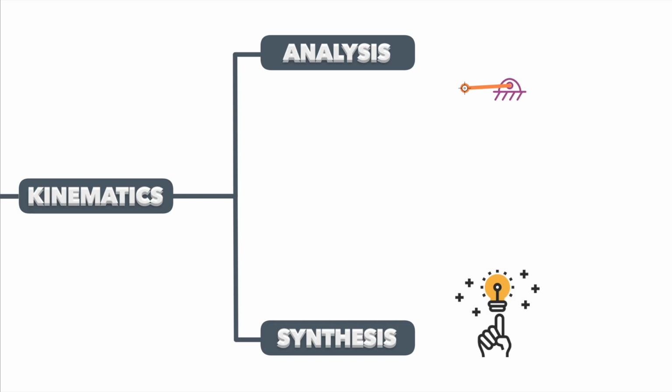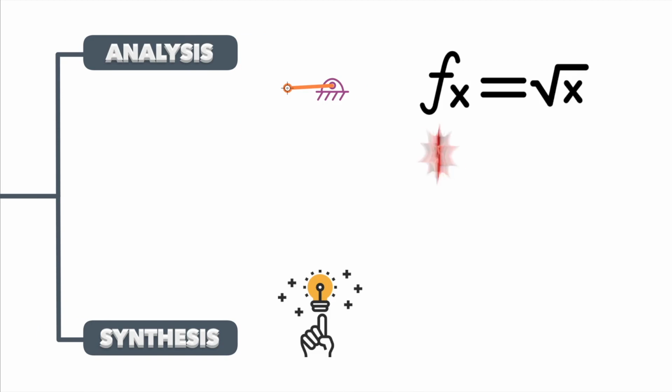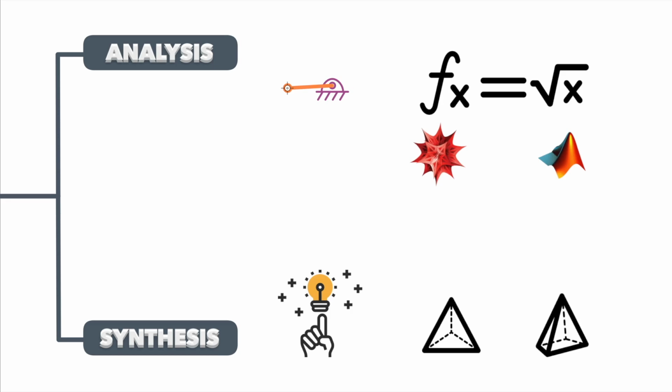The problems in these two branches, either design problems or analysis problems, could be solved either with algebraic equations or with graphical methods. Algebraic equations describe the motion of the mechanism in detail, and these are usually solved using software like Mathematica or MATLAB. Graphical methods depend on the geometrical relations between different parts and can be solved using any CAD software. This course will focus on kinematic synthesis and especially on graphical methods to design mechanisms.